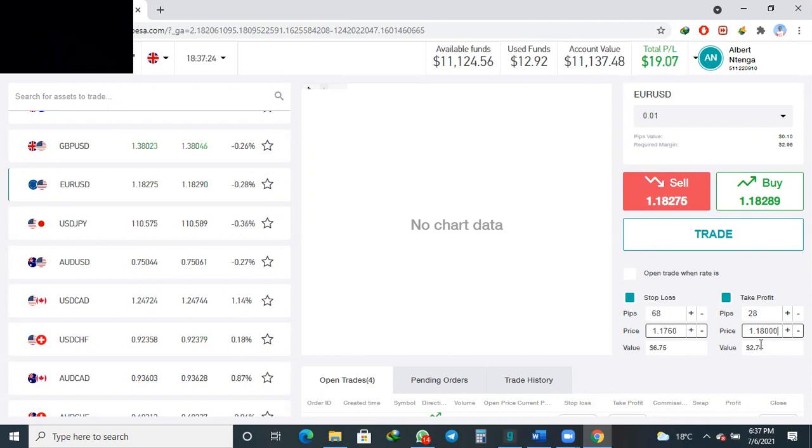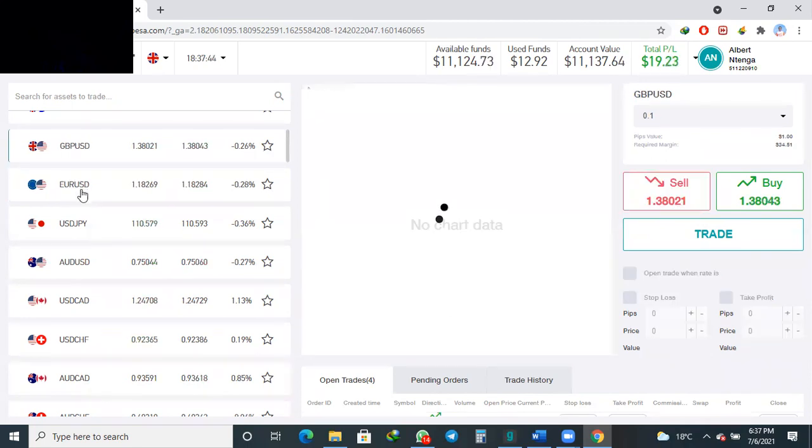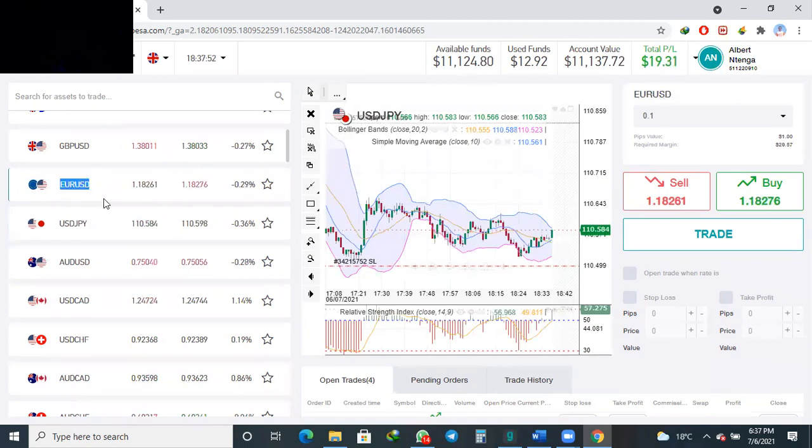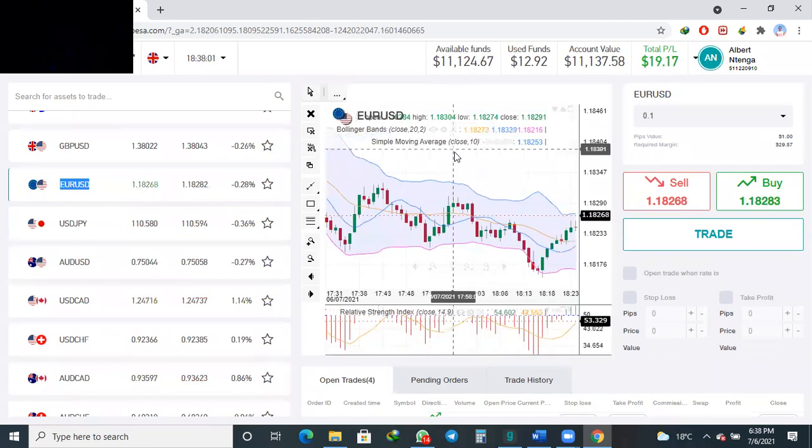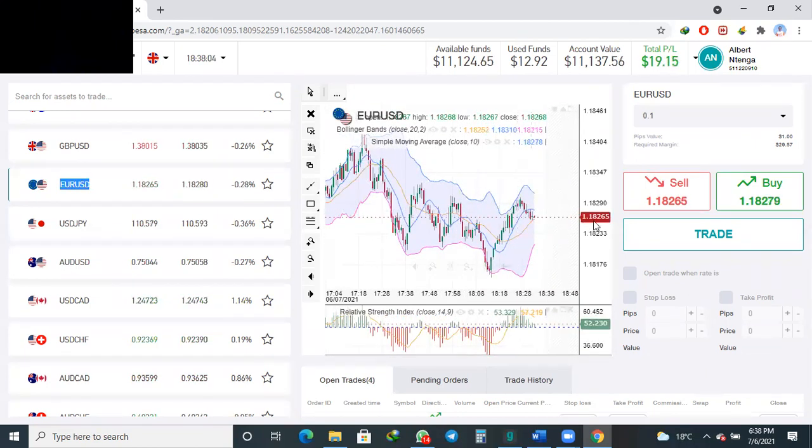Now, the take profit levels I input do not align with the current price. Now 1.18 is above the current price. Let me just try to get the chart. Let me try to get the chart and then we come back to it, I don't know what's the problem. Yeah, so on this, the current price is 1.1.